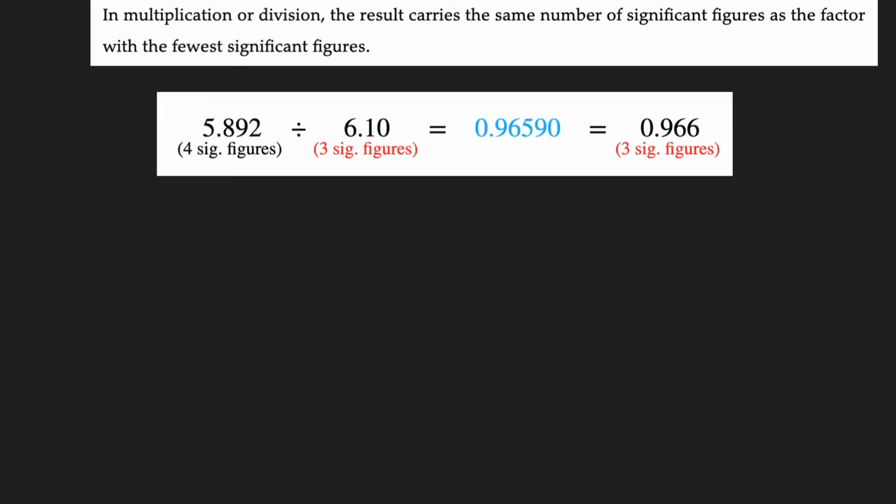Here's another example, this time with division. Four significant figures, 5.892, divided by something with three significant figures, 6.10, and we get 0.96590. That's the calculator answer. We have to round that to three significant figures because, again, after the third digit, we are not confident in the value that's in those places. So we round to three significant figures.